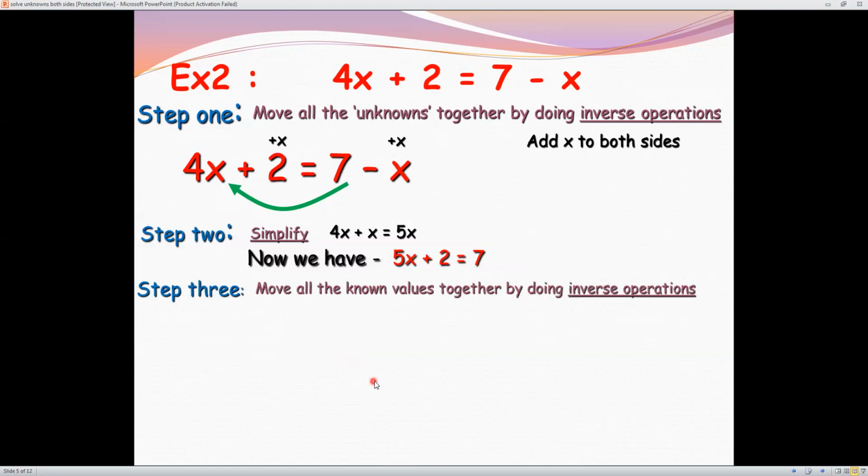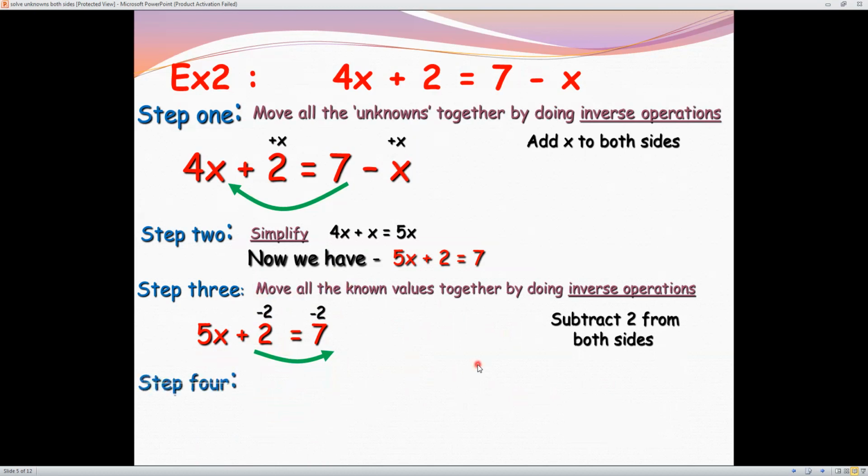Let's see step number 3 here. Okay, we are going to move all the known variables together. 5x plus 2 equals 7. So this 2 needs to move to the other side. We are going to subtract 2 from both sides. 2 minus 2 is 0, and 7 minus 2 is 5.